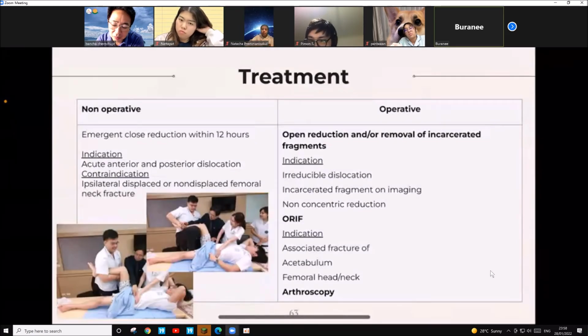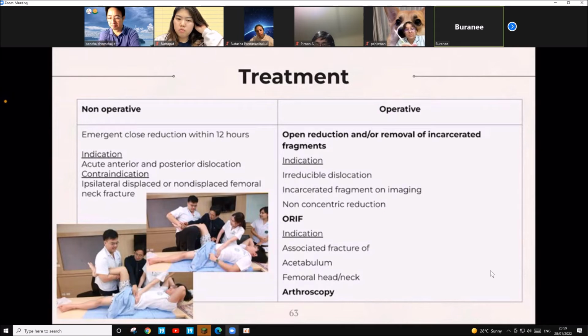So next is the treatment. It could be non-operative, where you can do an emergent closed reduction within 12 hours. The indication will be an acute dislocation. The contraindication will be an ipsilateral displaced or non-displaced femoral neck fracture.